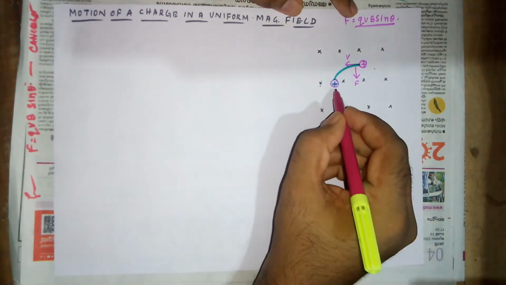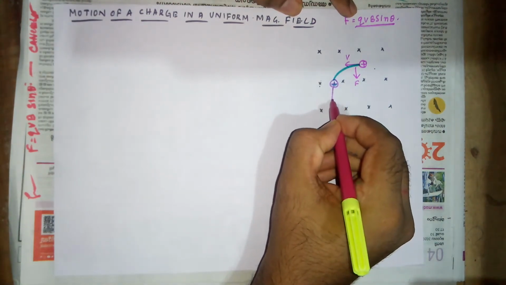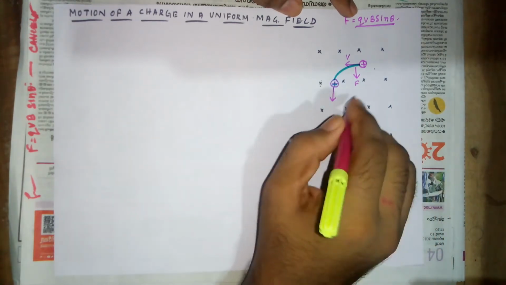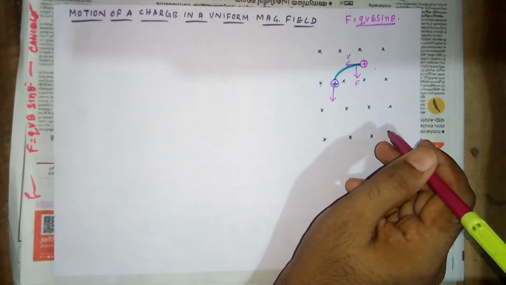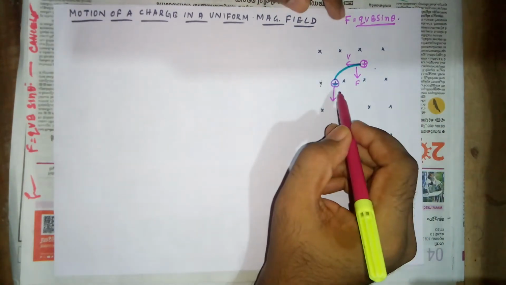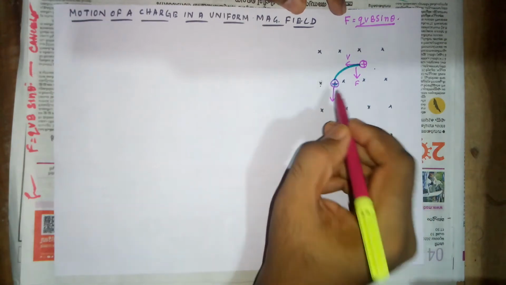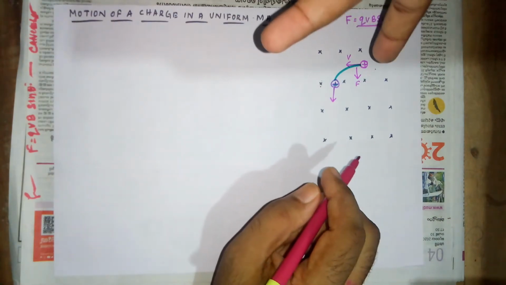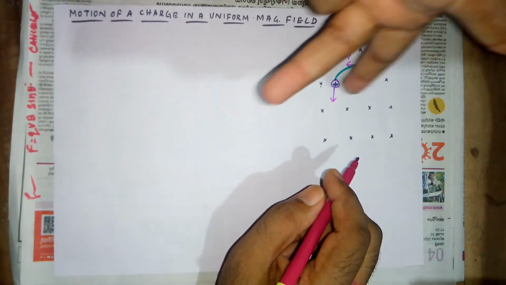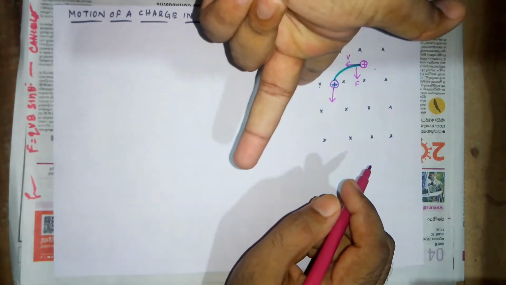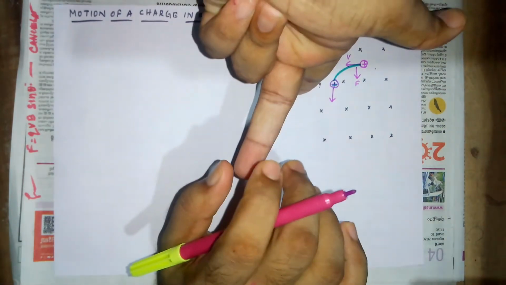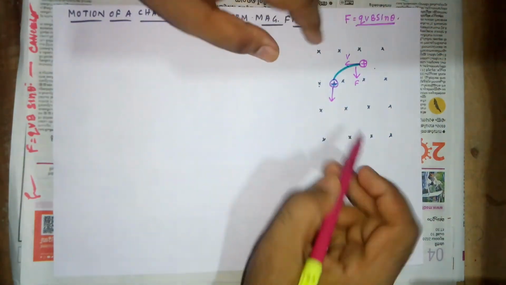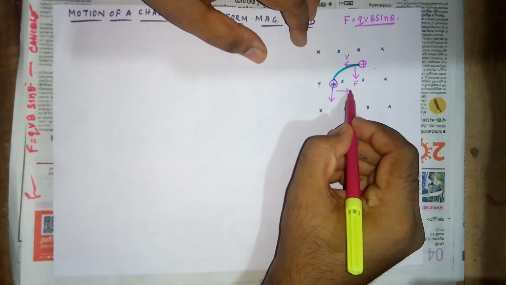Now at this position, what is the direction of the velocity? The direction of the velocity is downward, right? And still the direction of the magnetic field is into the plane. Again I am finding the direction of the force experienced by this charged particle at this place. How can I find it? Again by using Fleming's left hand rule. I will point my forefinger into the plane and my middle finger towards down. What is the direction of the force? The direction of the force is towards the right. This is the direction of the force.